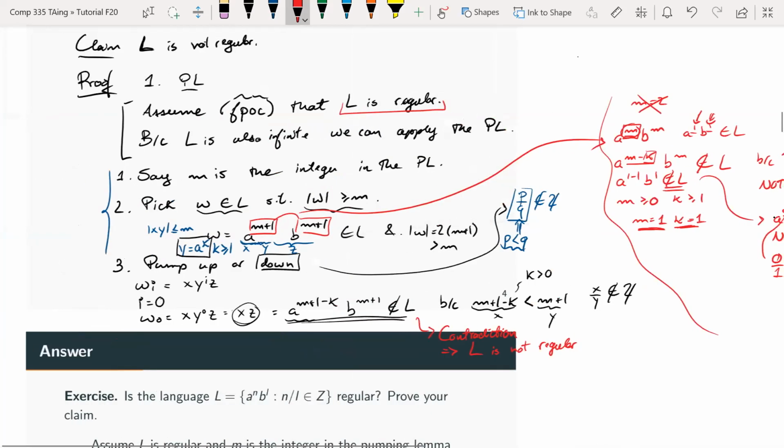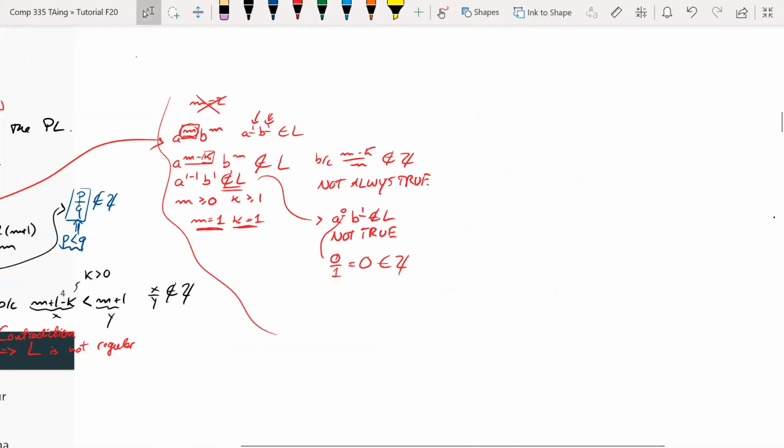I had to pick m plus 1 here, because m plus 1 guarantees that the top here is at least going to be 1. And because I'm doing m plus 1 minus k over m plus 1, I know that this guy, which is going to be at least 1, is going to be smaller than this guy, which is also at least 1, but that doesn't really matter. And I know that that's never going to be in Z.